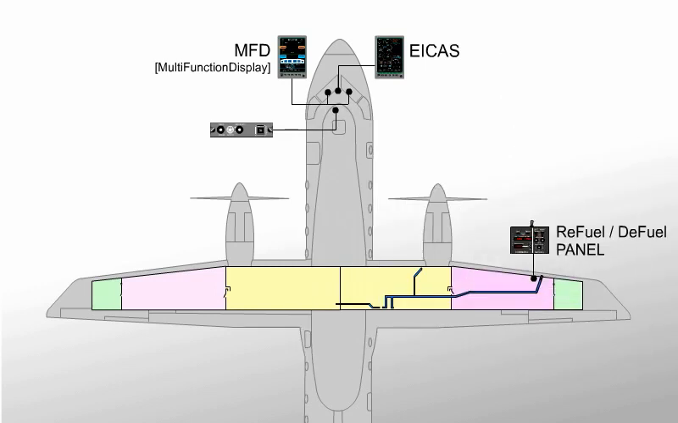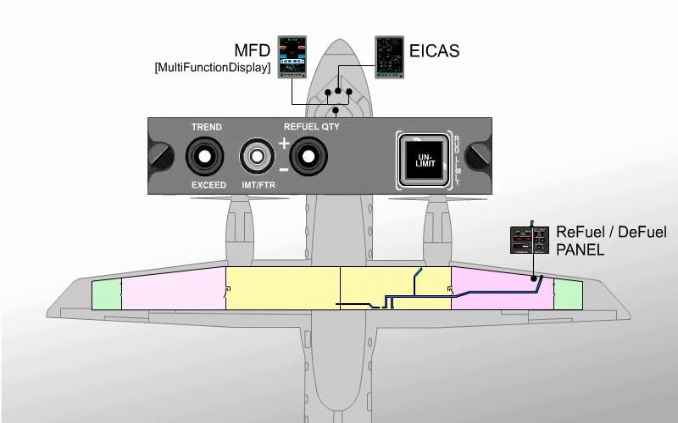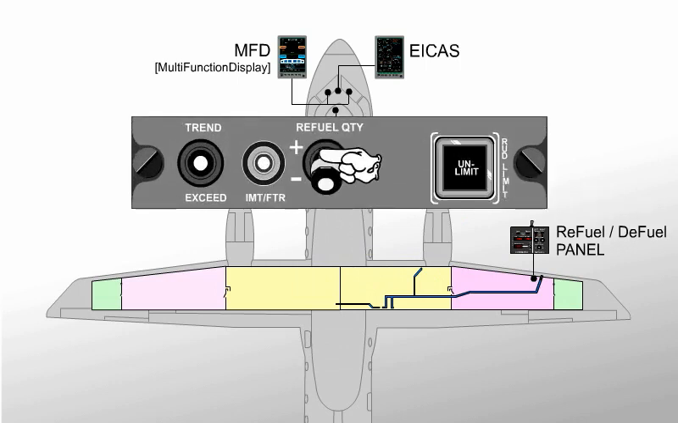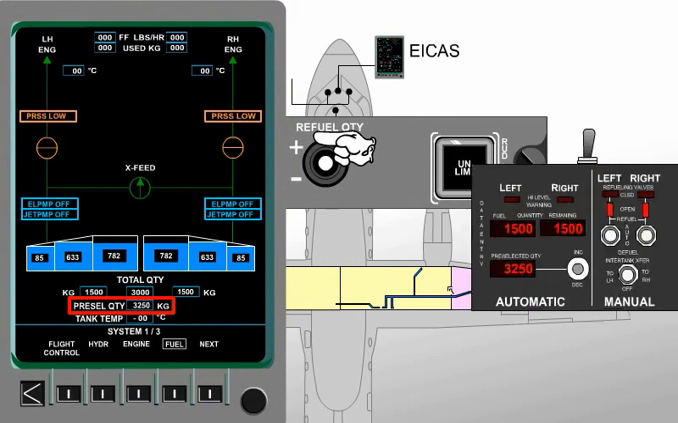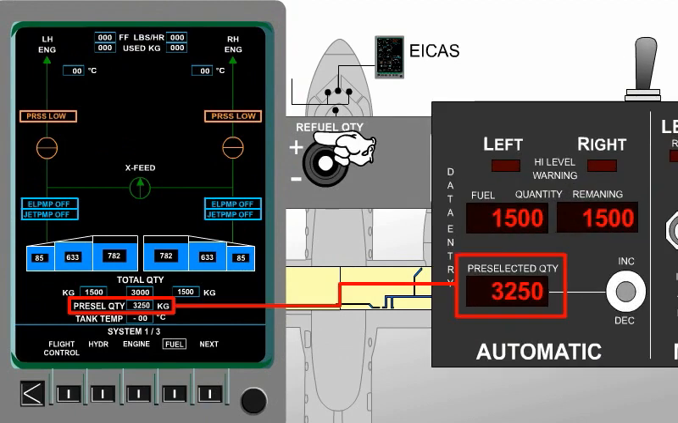The pilot can also pre-select the fuel quantity with the Refuel Quantity switch in the flight compartment, and the pre-selected quantity will then be displayed on the Fuel System page of the multifunction display, but also outside at the Refuel/Defuel panel with the master switch on.